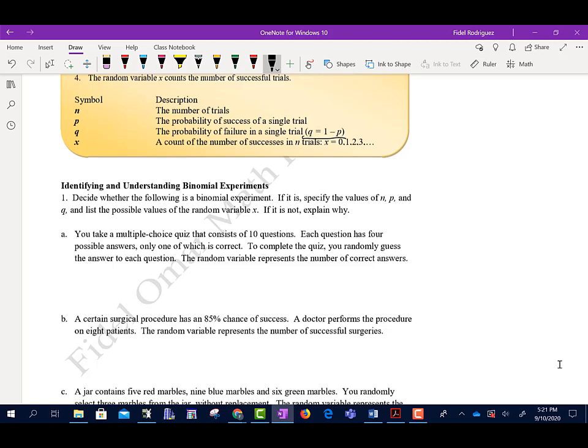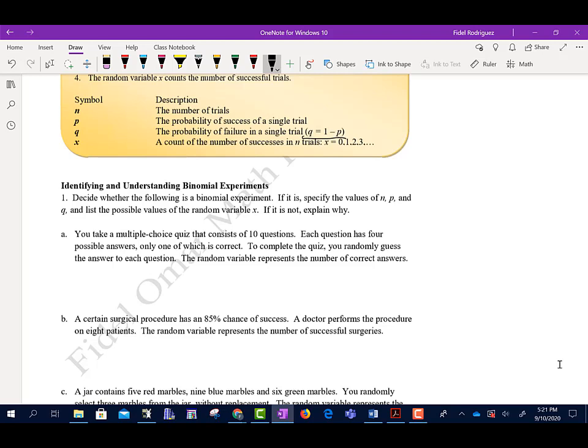Okay, so the directions here say identifying and understanding binomial experiments. Decide whether the following is a binomial experiment. If it is, specify the values of n, p, and q, and list the possible values of the random variable x. If it's not, explain why.